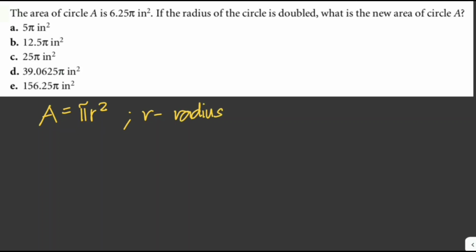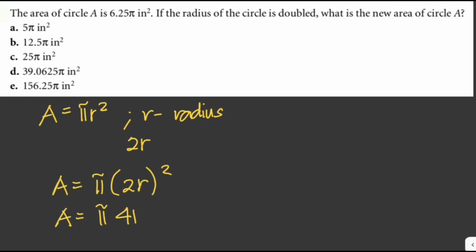If the radius r here is doubled, that means the radius is just equal to 2r. And therefore the area increases by a factor of 4. So our new area here will be pi times 2r squared. This is just equal to pi 4r squared, or 4 pi r squared. So this is the area of the new circle.